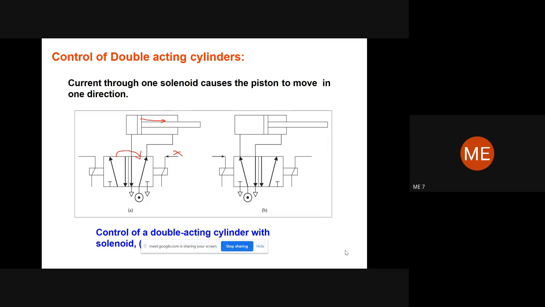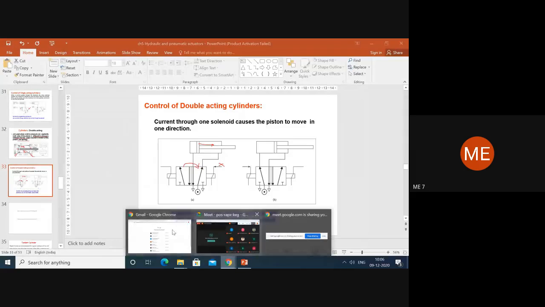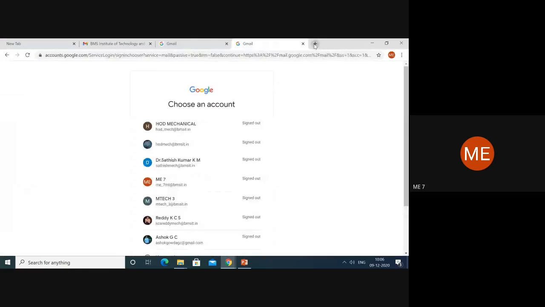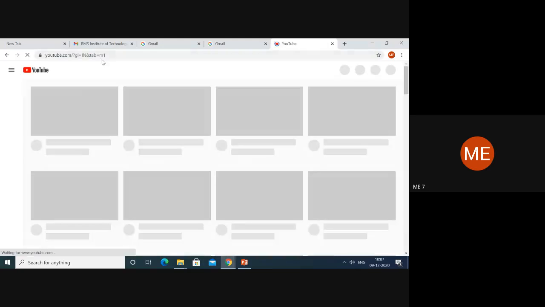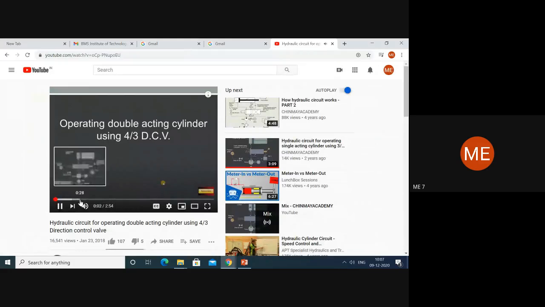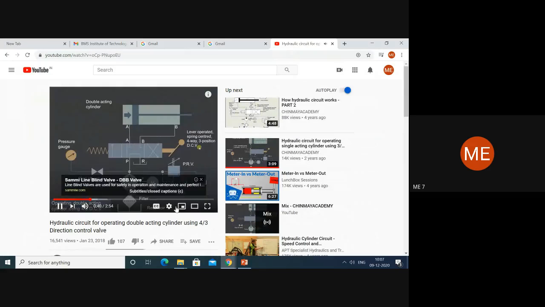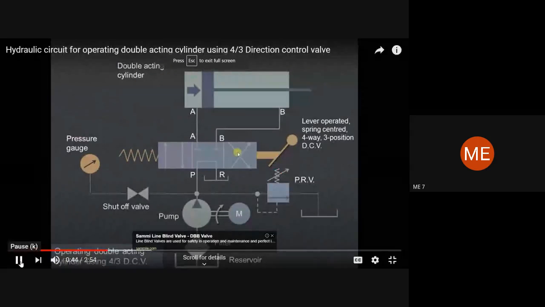Okay, so that's about the working of a double acting cylinder. Okay, right now. Once again. This video explains operating double acting cylinder, where these 3 positions stand for left envelope mode, center position, and then the right. Okay, now you can observe.